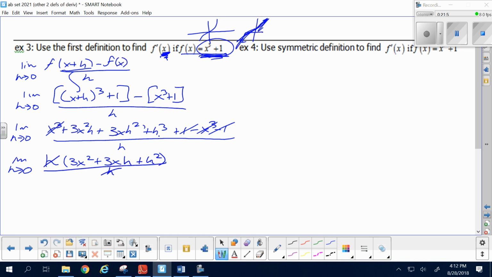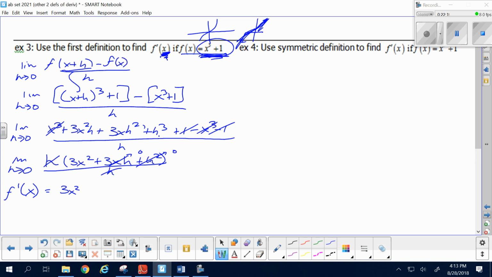H's divide out. Now you can evaluate the limit. If you let h go to 0 and what's left, this goes to 0 and this goes to 0, and all that's left is 3x squared. Now that's the derivative of x cubed. The derivative of x cubed plus 1 is 3x squared. That kind of makes sense.